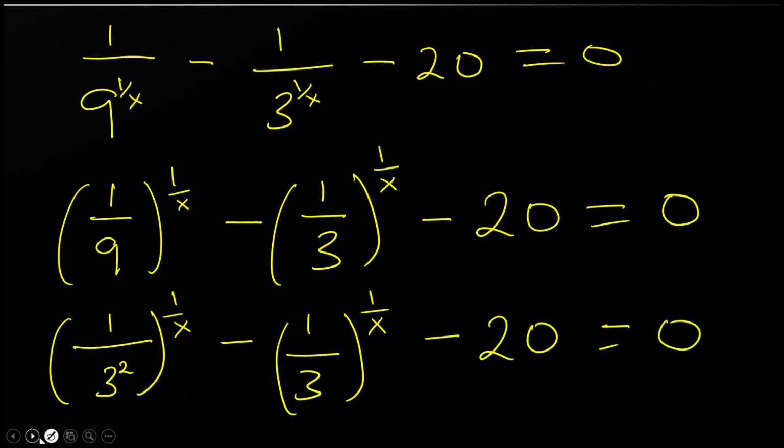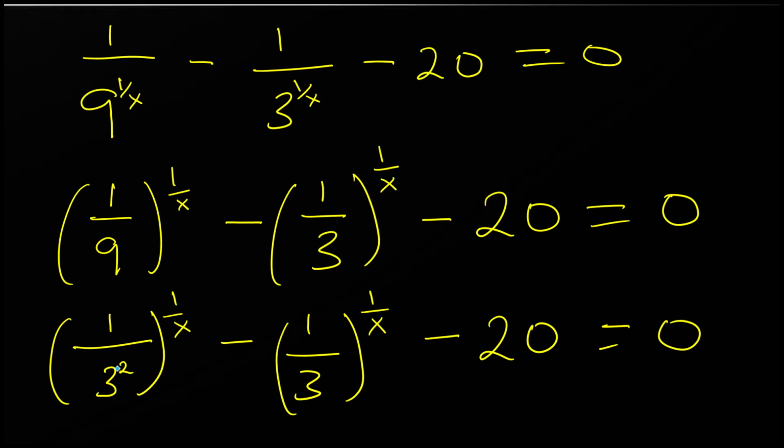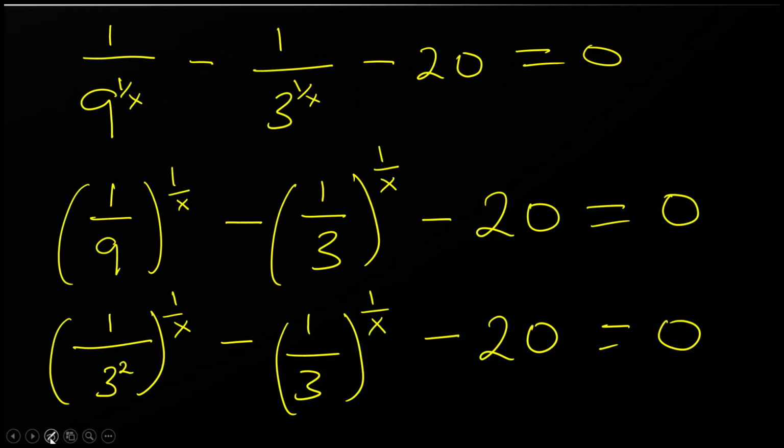Now let's be vigilant here. We can take this part out here, so we can make it like this: 1 on 3 all squared. Then we have the 1 over x there minus 1 over 3 raised to 1 on x minus 20 equal to 0. So that's nicely done.